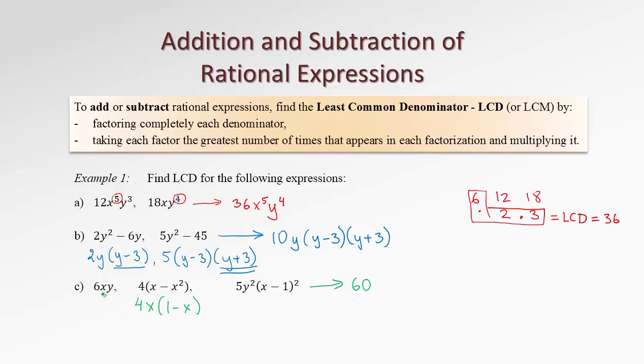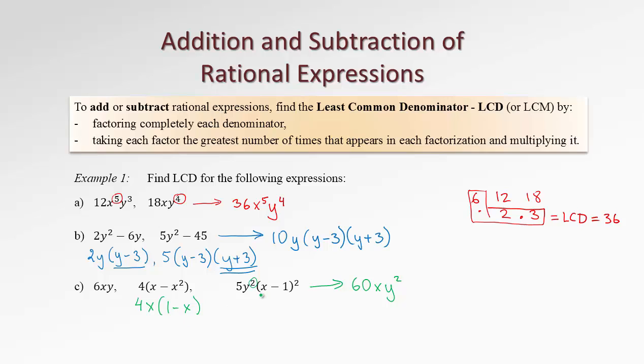Now the variable factors are as follows. We must have x. It appears once here, once there, and not at all here. So x to the 1. Y appears once here, not here, but twice in the third expression. So we take y squared for our future LCD. The next factor that is different than what we've got already is 1 minus x.